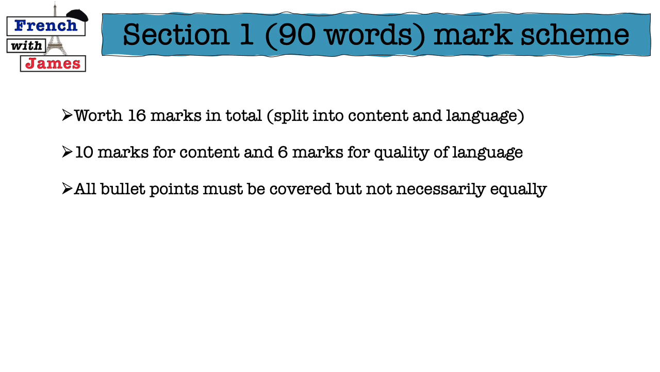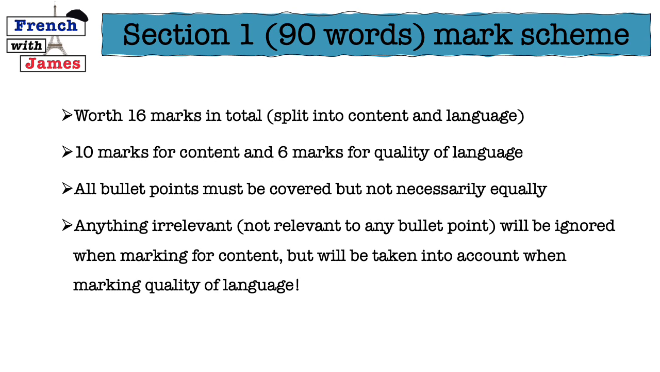All of the bullet points must be covered, but not necessarily equally. So as I mentioned, you might write a bit more about one bullet point than another. That's fine. And anything that's not relevant in any way to any of the bullet points will be completely ignored by the examiner when they're marking for content, but they will take it into account when looking at the quality of your language. So basically, it's not going to help you get any more marks, but any mistakes you make in that irrelevant section might count against you for the quality of language mark. So it's important to stay focused on those 4 bullet points and to not waste any time writing anything that's not relevant.